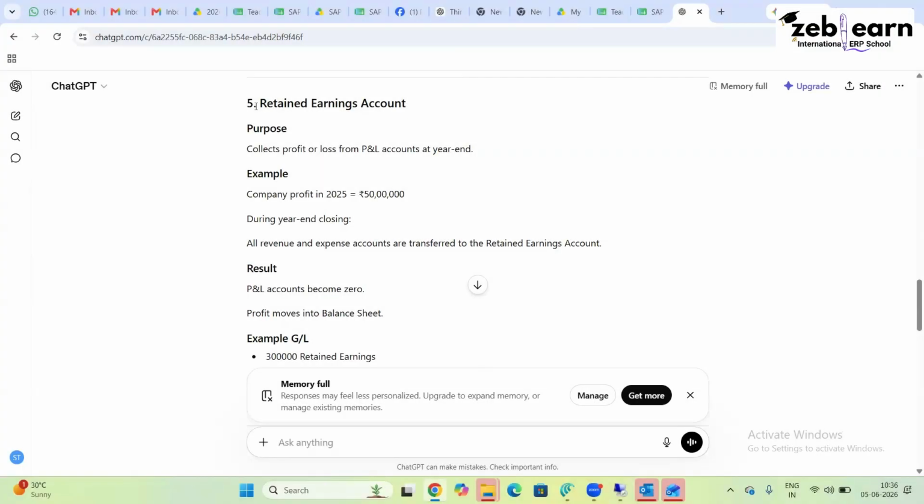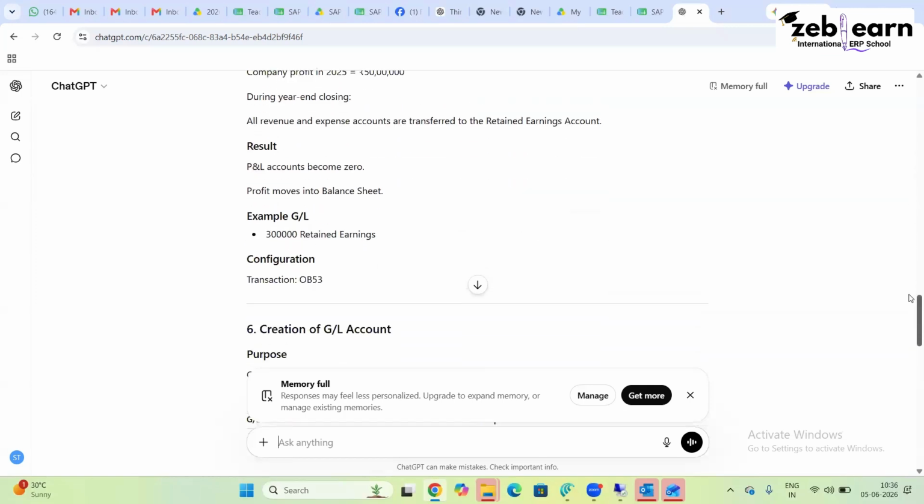Retained earnings account. Purpose: collect profit or loss from the P&L account at year end. Example: company profit in 2025 is equal to 50 lakhs. During year end closing, all the revenue and expense accounts are transferred to the retained earnings account. Result: the profit and loss account becomes zero. Profit moves into the balance sheet. Example: GL 30 lakhs retained earnings.